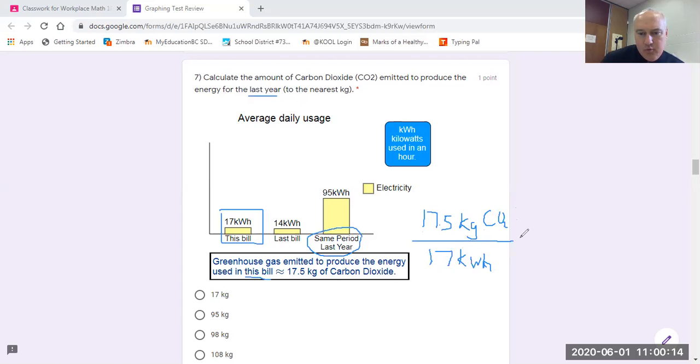But what we're going to have to do is take that number that we get, and then multiply it by how many kilowatts we used in the period last year, which is 95. So when we plug this into our calculator, we will get the exact figure. So I'm going to share my screen now to my calculator, so we can take a look at that.